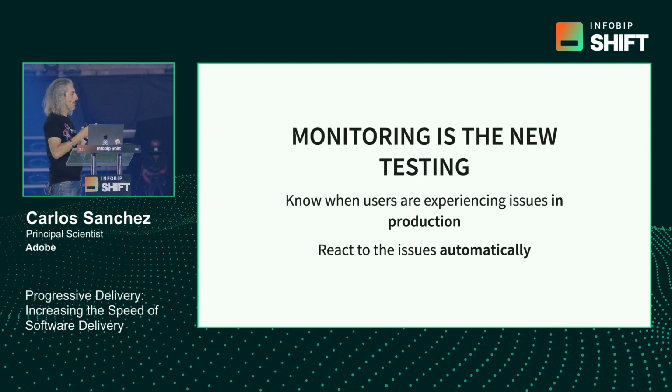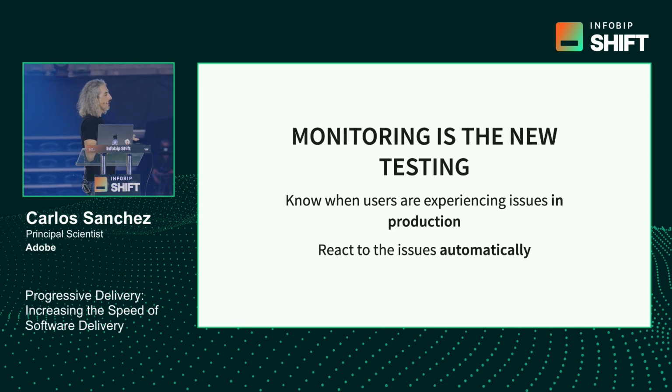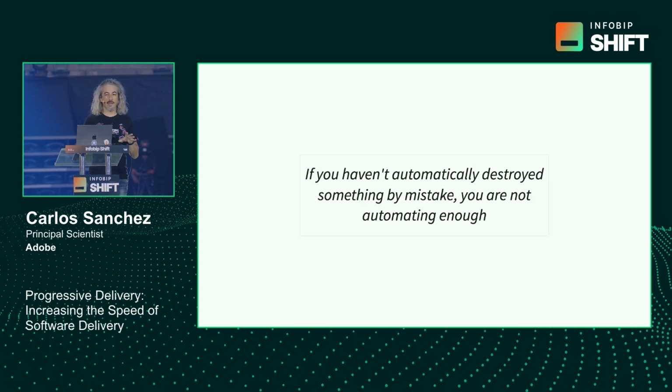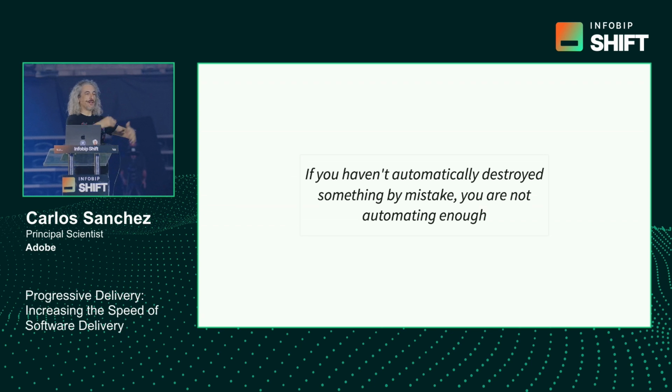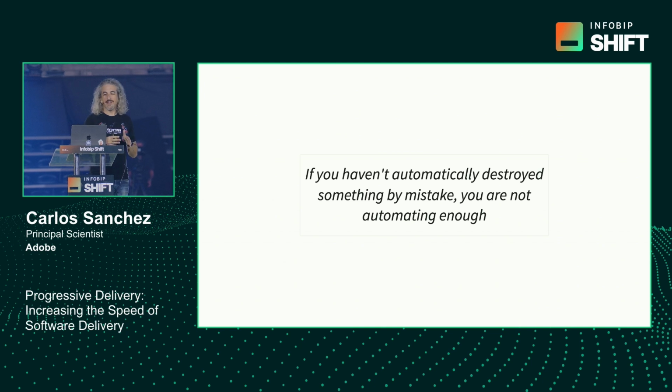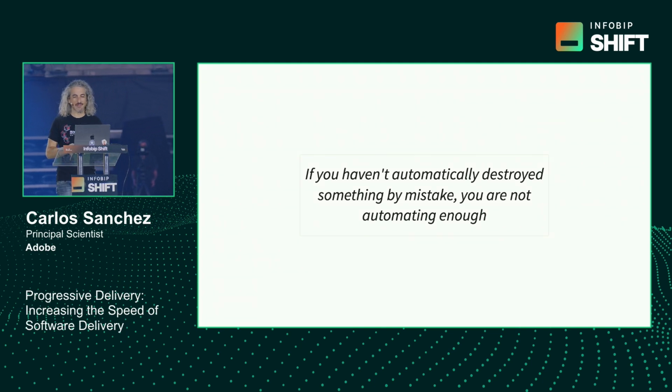So for me, a lot of it is about monitoring, and I call it monitoring is the new testing, because this way you have data from production, and with these metrics, you can react to these issues automatically. And what I like to say is, if you haven't automatically destroyed something by mistake, you are not automating enough. I've been in the place where you automate things, then you realize, oh, you broke something, and then it automatically gets deployed. And we all make mistakes, that's fine. But at least we're trying to automate a lot of things.